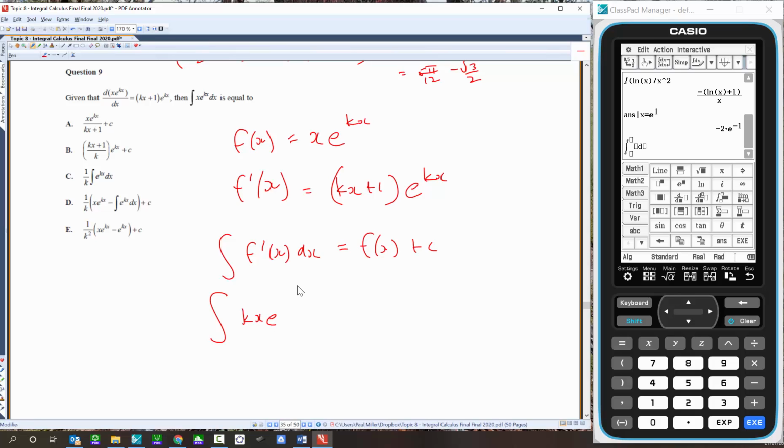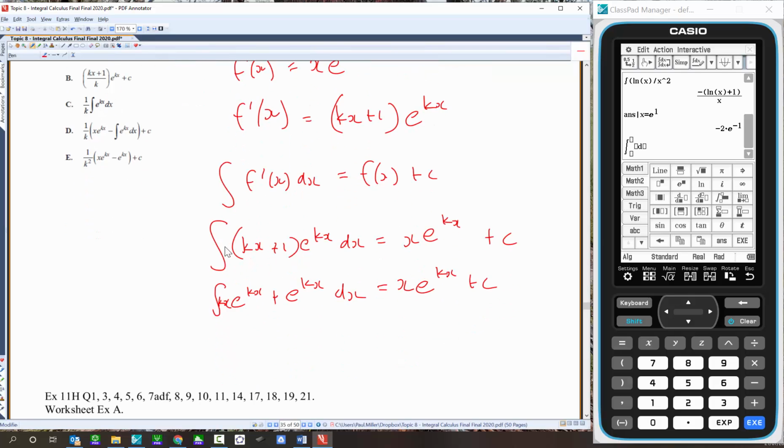kx plus 1 e to the kx dx is equal to f of x, which is x e to the kx, plus c as well, by the way. All right, now how does this help us out? I need to integrate that. Okay, I can see it. So what I'm going to do is expand this out. I'm looking to recognize something. When I expand this out, I'm going to get e to the kx by kx, plus e to the kx dx equals x e to the kx plus c.